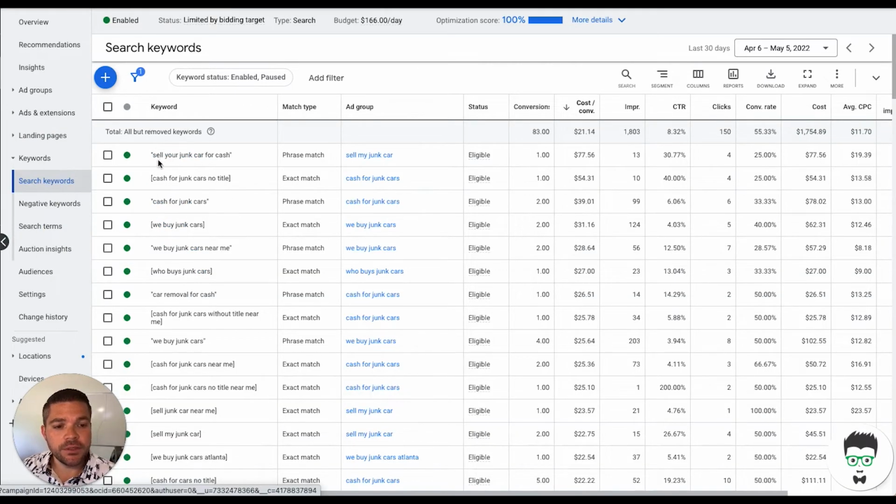All right, so you can see here we're using phrase match and exact match. Sell your junk car for cash, cash for junk car no title, cash for junk cars, we buy junk cars. You get the idea here.